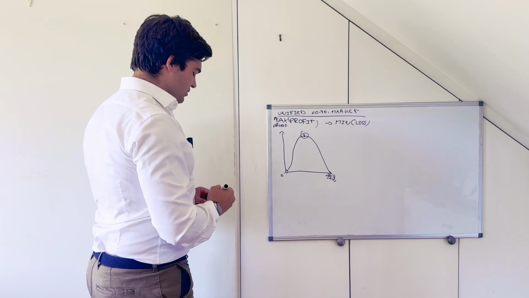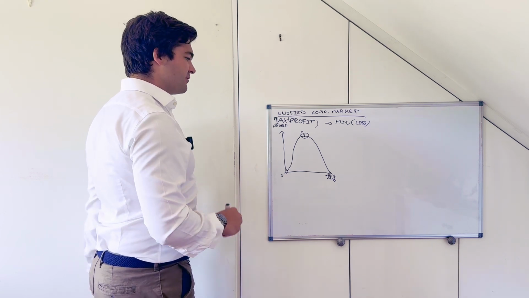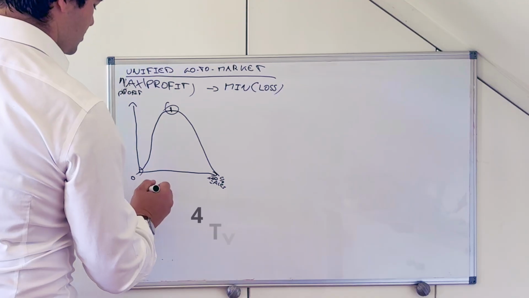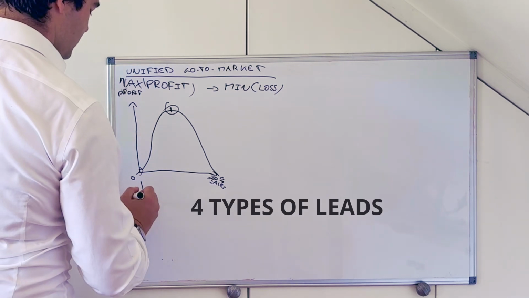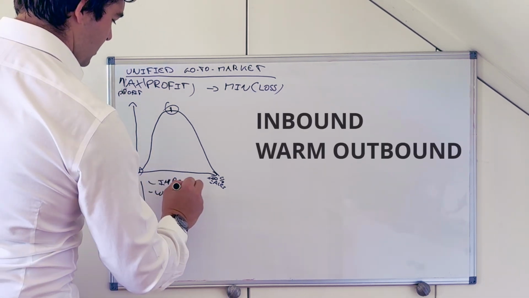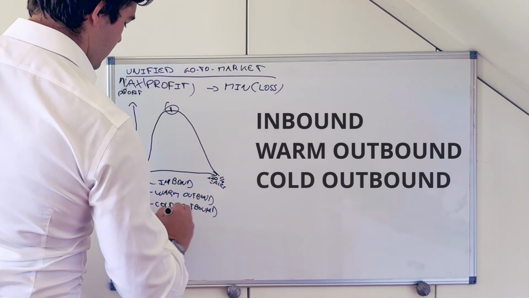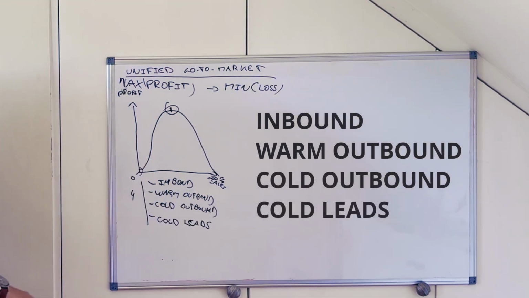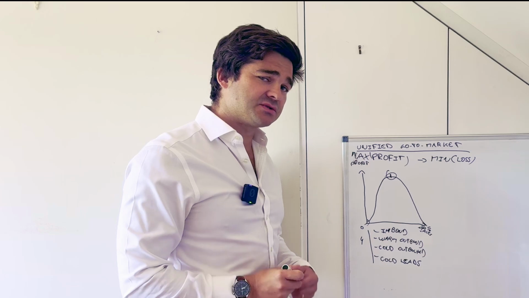Well, what we want to know is what kind of leads drive the most revenue. And so we have four types of leads. To me, we have the inbound, the warm outbound, the cold outbound, and the cold leads. Inbounds are the easiest to convert.